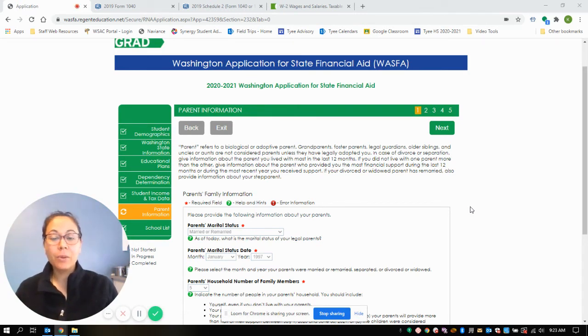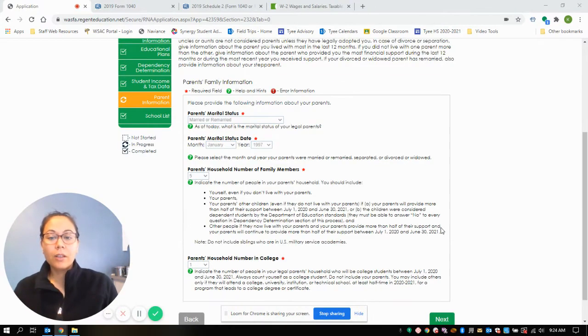Everyone. Today I'm going to be walking through the parent section of the WASFA. First, they're going to be asking about your parents' marital status. So you're going to indicate if they're married, not married, unmarried and living together, or separated, you'll just indicate it there. And then the month and year that became so.